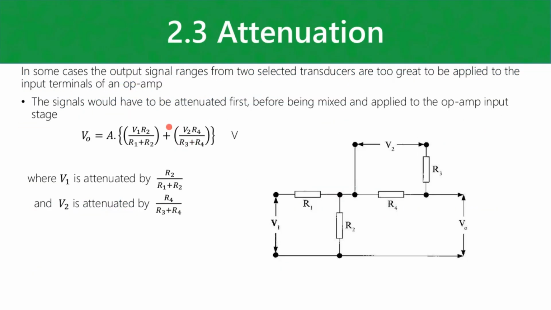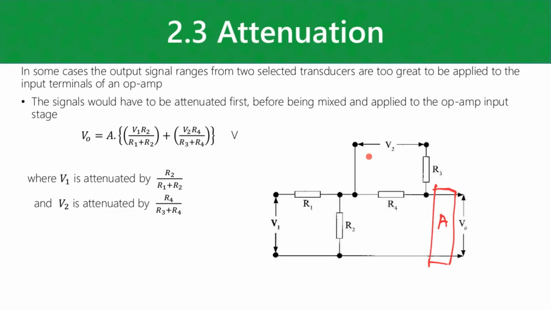Then you can also have attenuation. What is not shown here with the attenuation is that you can have an amplification stage right about there. That can also be, again, a non-inverting amplifier amplifying the voltage. Now, this circuit here is essentially used to mix voltages.